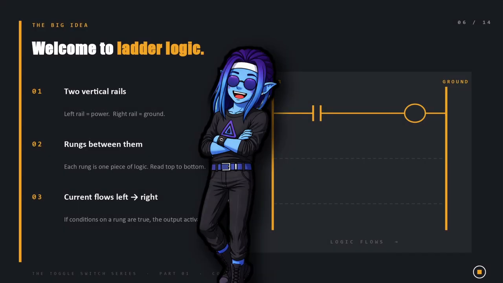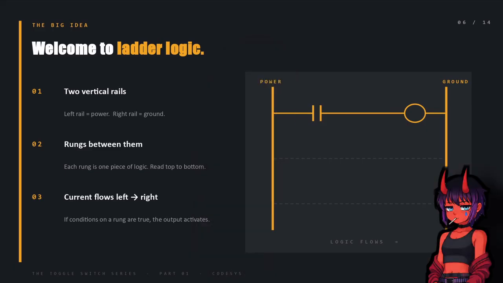File it away. Okay, before we open Codesys, we need to talk about something nobody explained to me properly when I started. Ladder logic has its own alphabet. If you don't know it, the code looks like hieroglyphics. It's called ladder for a reason. 2 vertical rails, and between them, rungs. Each rung is 1 piece of logic. Left rail equals power. Right rail equals ground. Logic flows left to right.